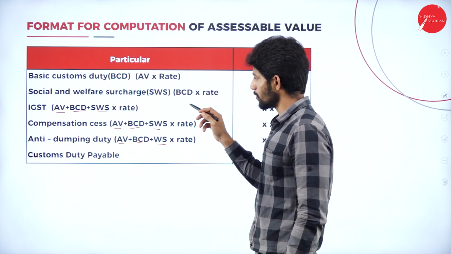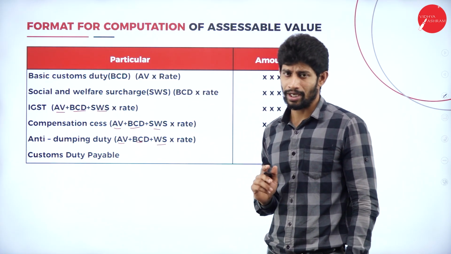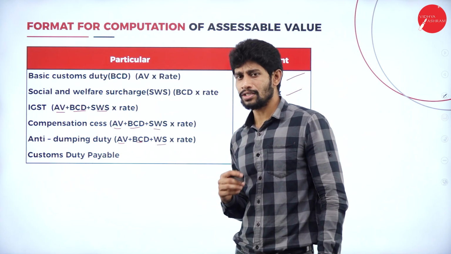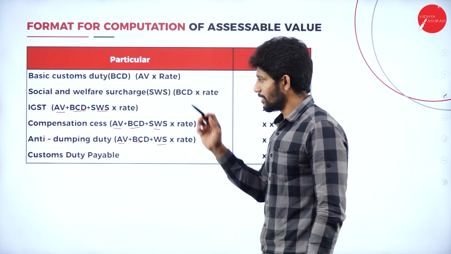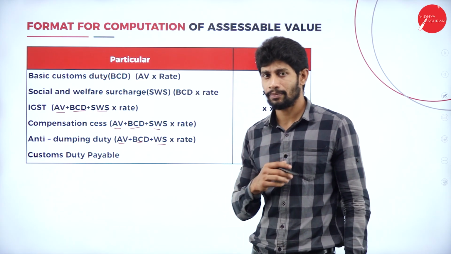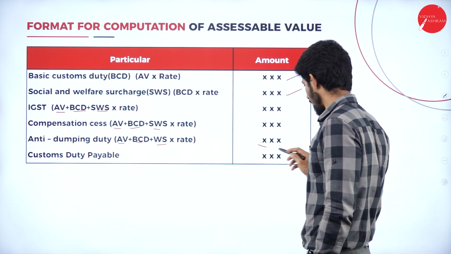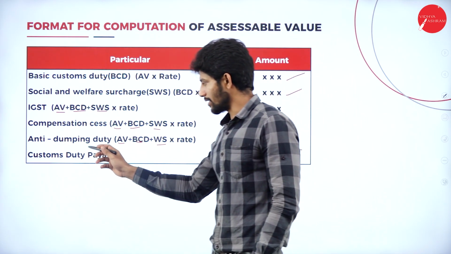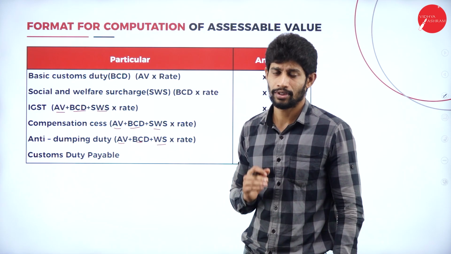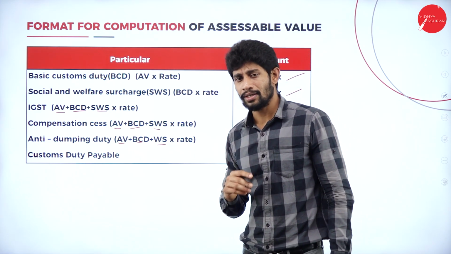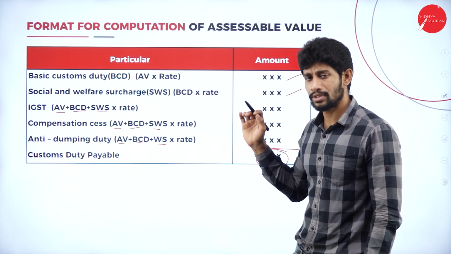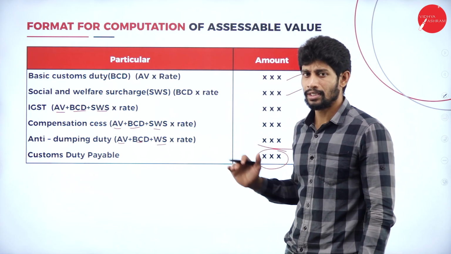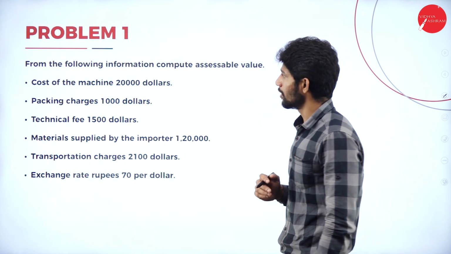So this is how we are supposed to compute the customs duty payable with respect to different types of taxes, that is basic customs duty, social welfare surcharge, IGST, compensation cess, anti-dumping duty. If you total all the taxes, whatever total you get, this total is called what? Customs duty payable. So this is how we are supposed to compute the customs duty payable, and this is the format to compute the duty payable. So moving on to the first problem.